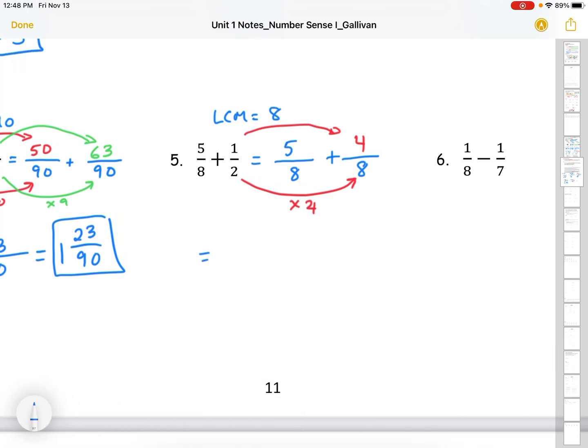So this equals 4 plus 5 is 9 over 8. It's an improper fraction. 8 goes into 9 once with 1 left over. So 1 and 1/8.